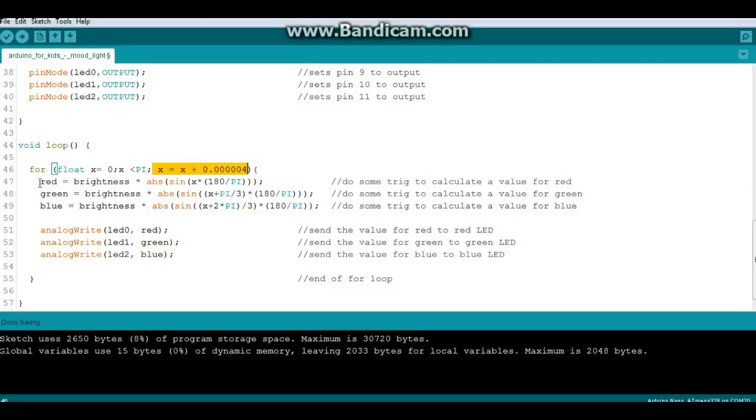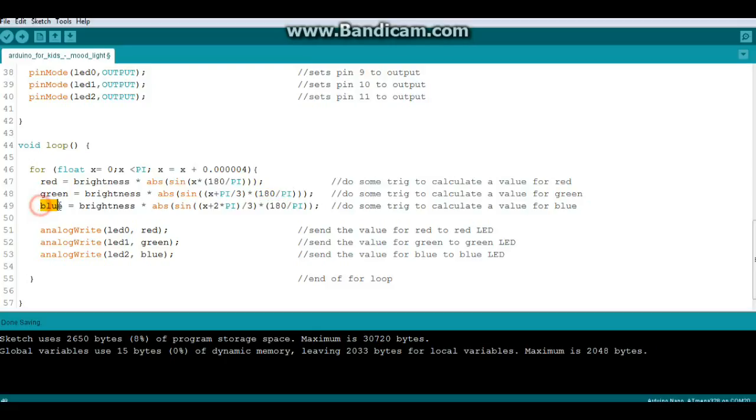Okay, now we're going to create the values for our changing light. So red equals brightness, which is our variable we set above, times the absolute value of the sine of x times 180 divided by pi. And then green. So what we're doing here is we're changing how they all go through their brightness so they're not all going up and down the same. Green equals brightness times the absolute value of the sine of x plus pi divided by 3 times 180 over pi.